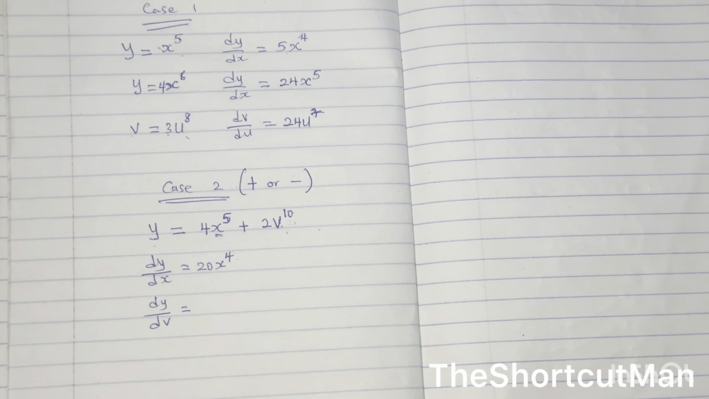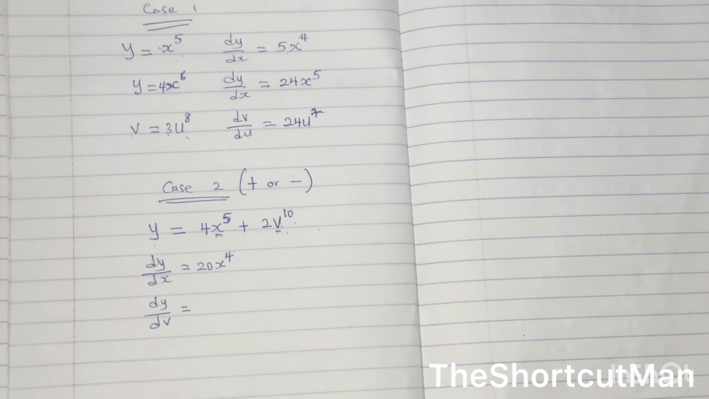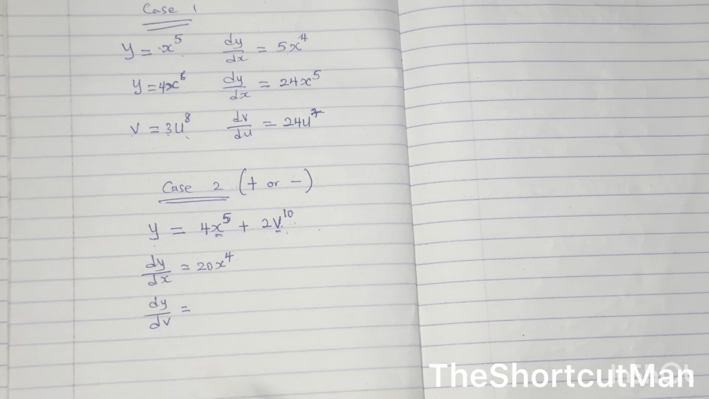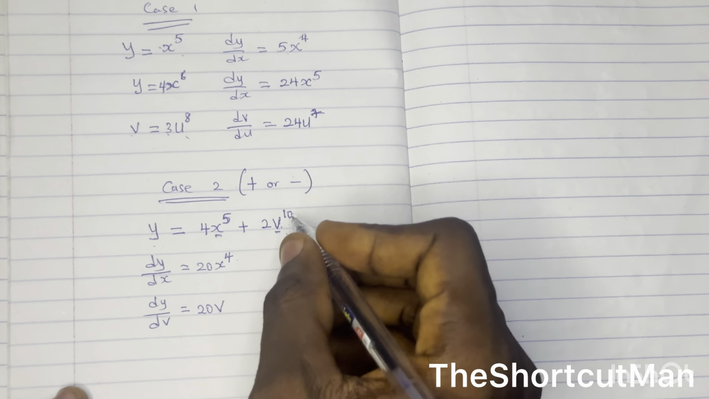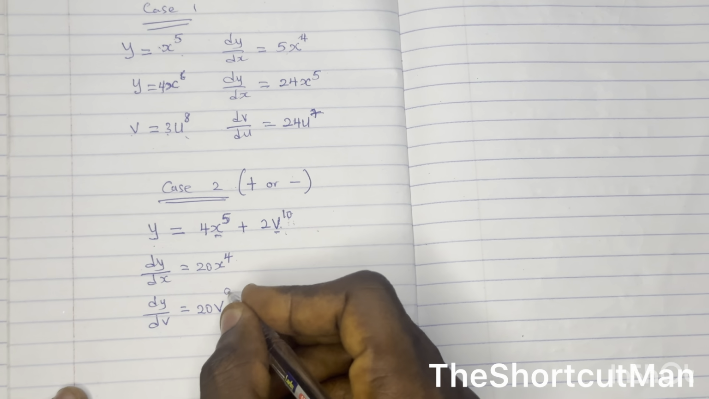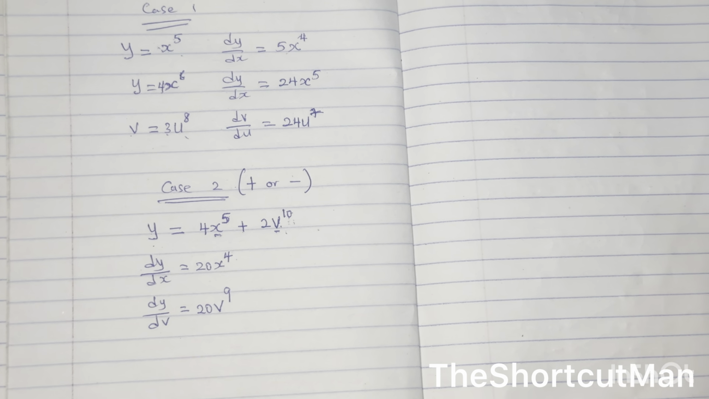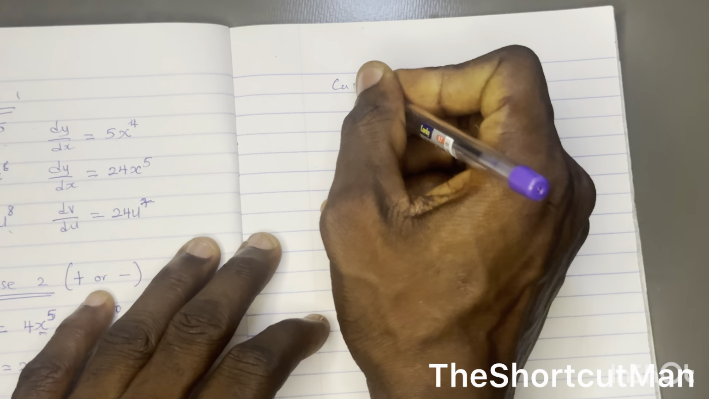Now let's go for dy/dv. In this case, my target is v, not x. So I will not put my concentration on x, I'll put it on v, because the question is dy/dv. So let's go to the v. It will be 10 times 2, that's 20, and v raised to the power 10 minus 1, that's 9. So this is the answer to dy/dx and dy/dv. Now let's go to case 3.